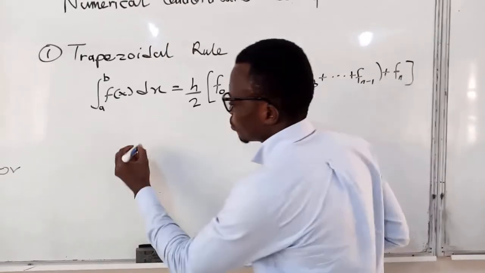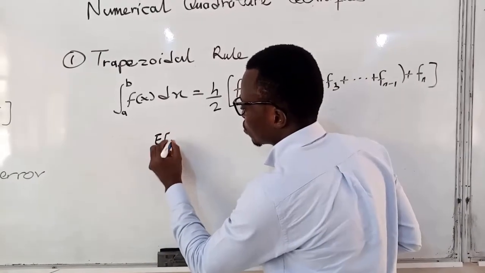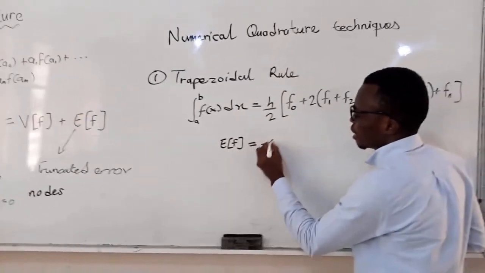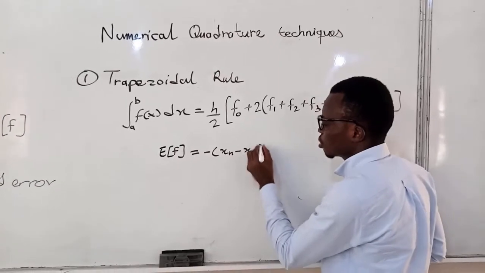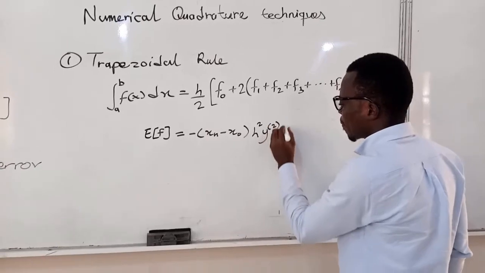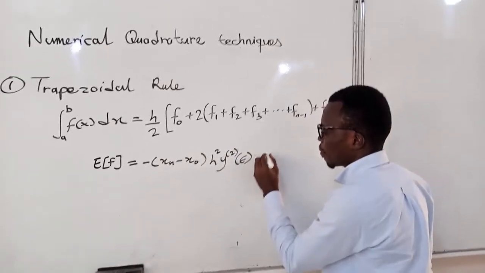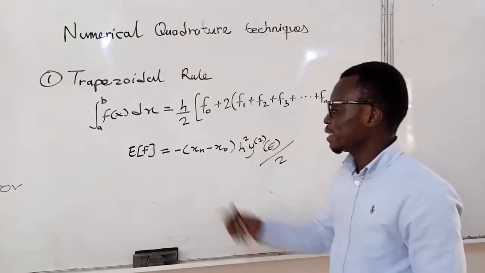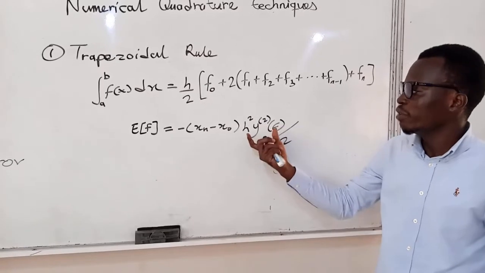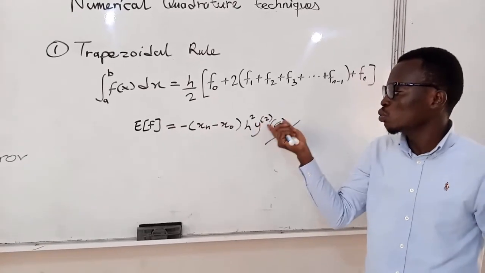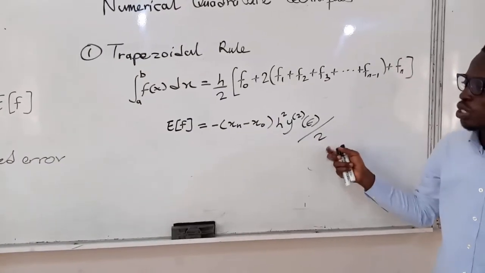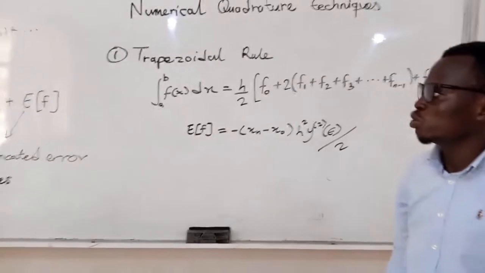And the error term, which is E(f), or the truncated error, is given by minus (x_n minus x_0), times the step size to the power 2, times the second derivative of the function, evaluated at a certain small epsilon, then you divide it by 12. So this will be the truncated error for the trapezoidal rule.